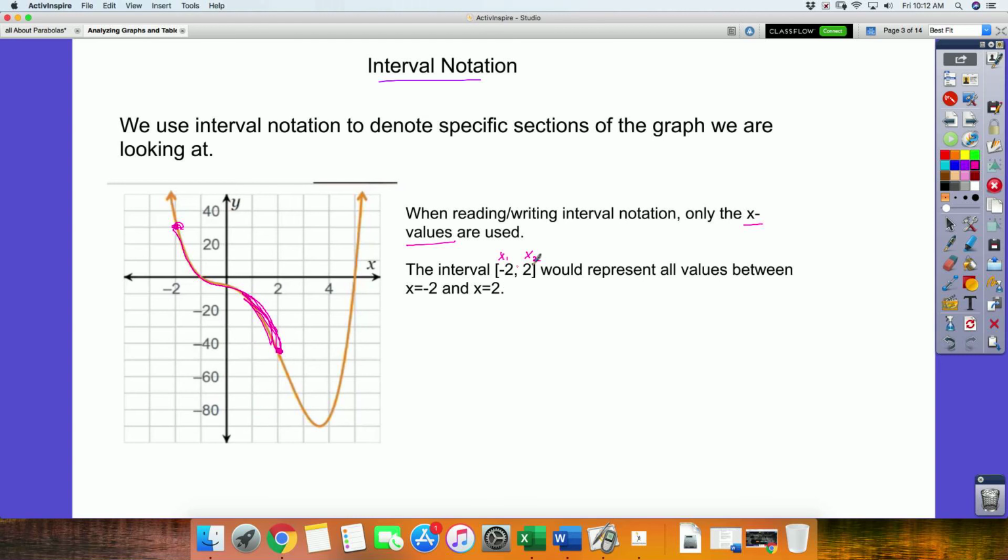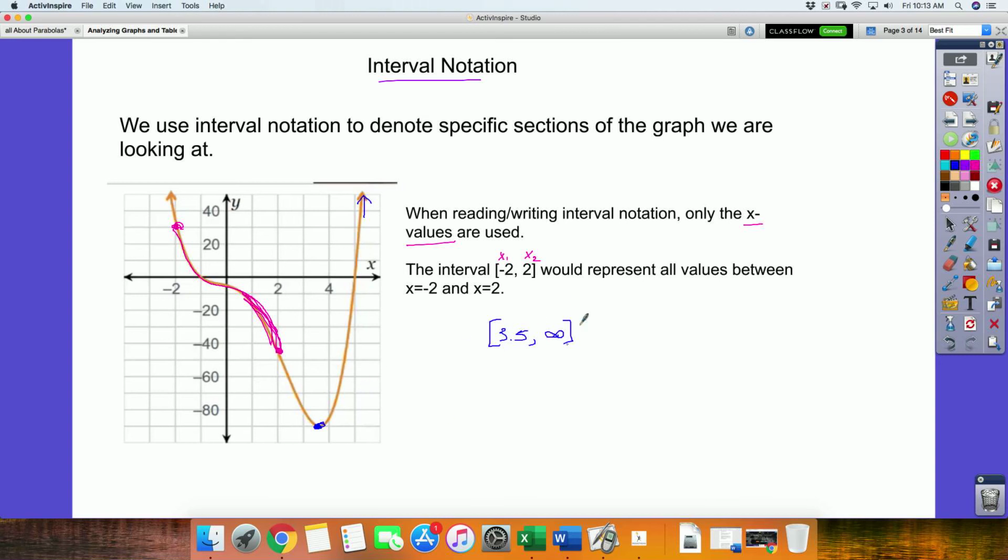So interval notation is just the x's. If I wanted to tell somebody when my graph is going up or increasing, I could look and I say, okay, well, all this is going down. I'm on a roller coaster, we're going down till I hit this point right here. And then it's going up forever. So in interval notation, we could say that it starts somewhere around 3.5, and it goes on till infinity, or forever.